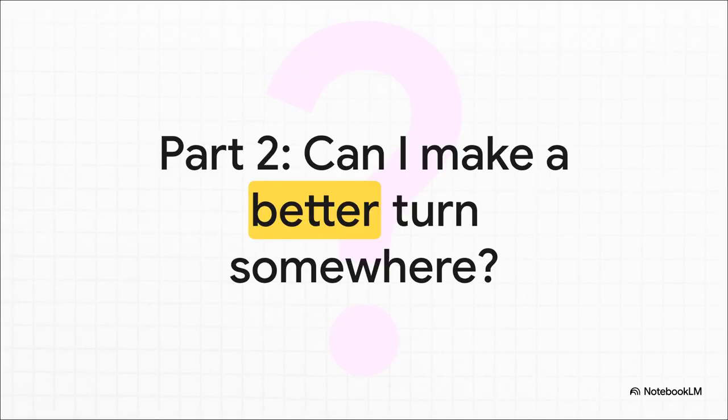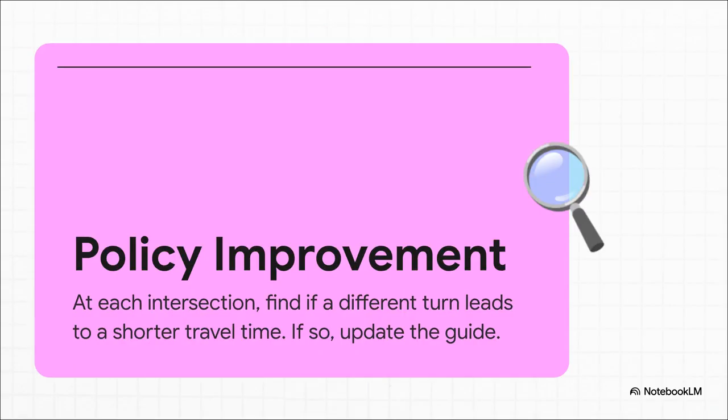Okay, so we've done part one. We've accurately graded our guide. We have a perfect time to destination map that tells us the truth about our current strategy. Now we get to ask the really fun question. Based on these accurate times, is there anywhere, any intersection, where we could make a better turn? And this step is called policy improvement. And honestly, it's as straightforward as it sounds.